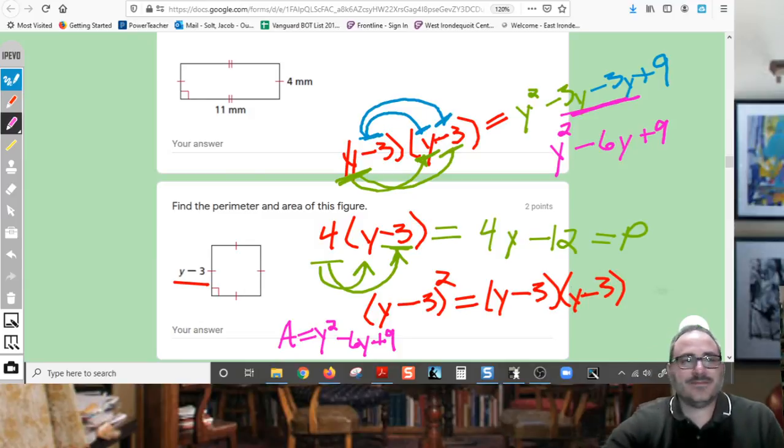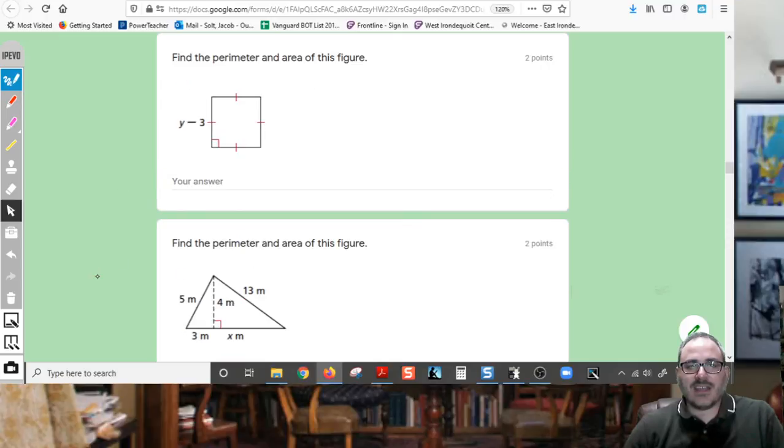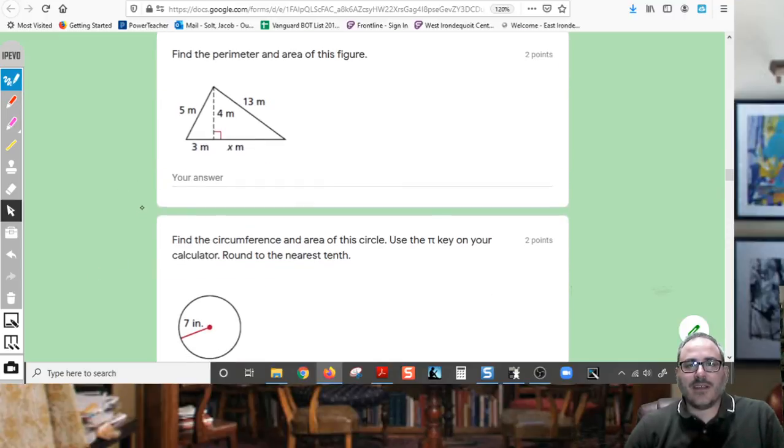All right. So let me see. I am going to erase all this. If you need it, pause it right here. I'm going to erase all this, and then I'm going to scroll down. You can always go back and look at it if you need. Find the perimeter and area of this figure.